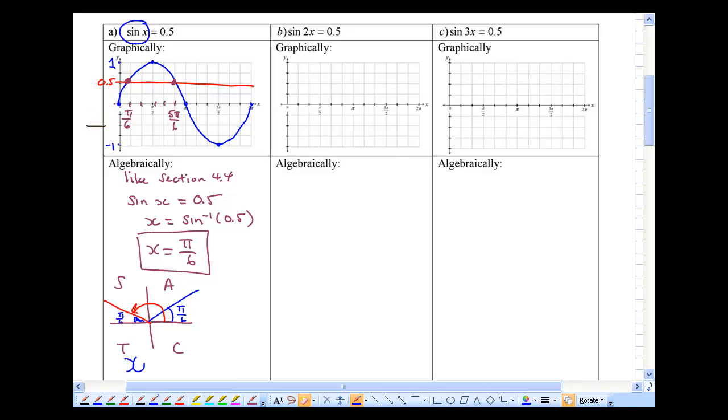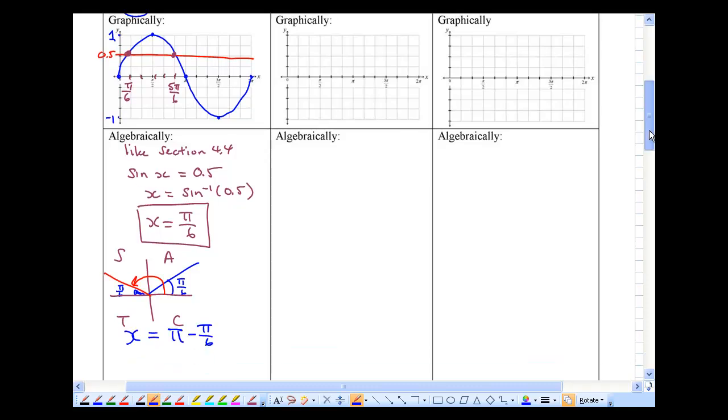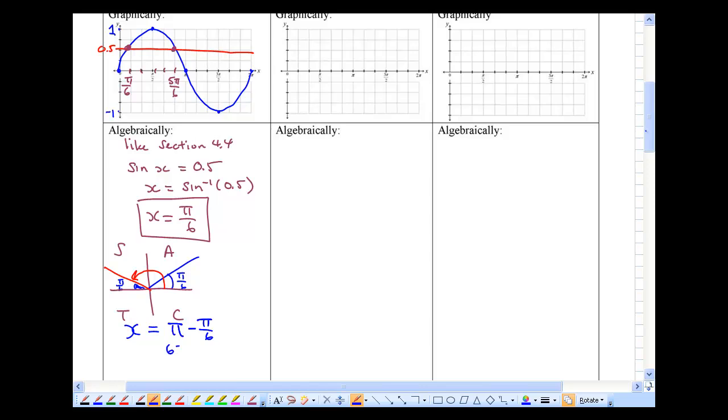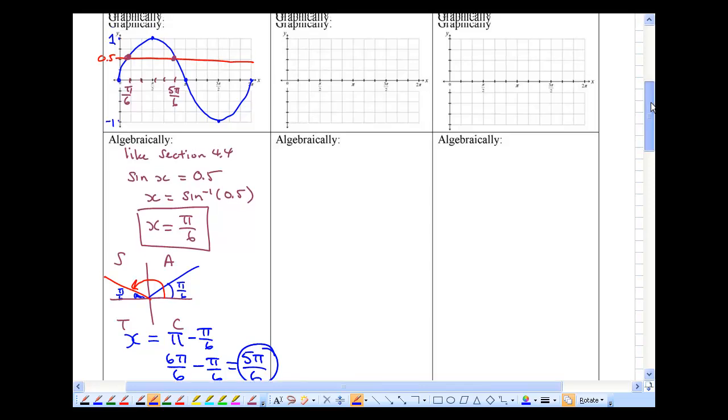is actually equal to 180 degrees, so that'd be pi minus pi over 6. Making sure we have the same denominator, that's 6 pi over 6 take away pi over 6. Well, that's just 5 pi over 6. And look at that. Those are my two lovely answers. Okay, good review. Here's the spiciness.